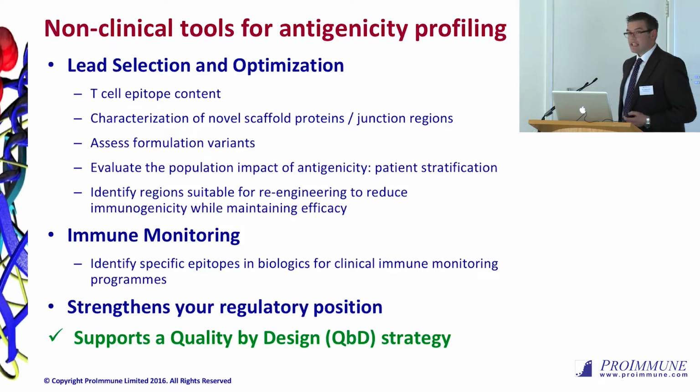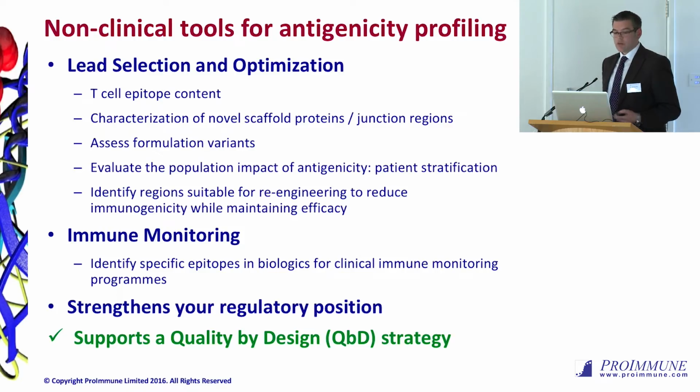Now, there's no single approach that people take to understand unwanted immune responses. But ultimately, we're thinking a little bit here about lead selection and optimization. So maybe you have a number of different variants that you want to characterize in more detail. You might want to think about the T-cell epitope content, because certainly the more T-cell epitopes that are present, then the higher risk there is of driving an unwanted immune response.